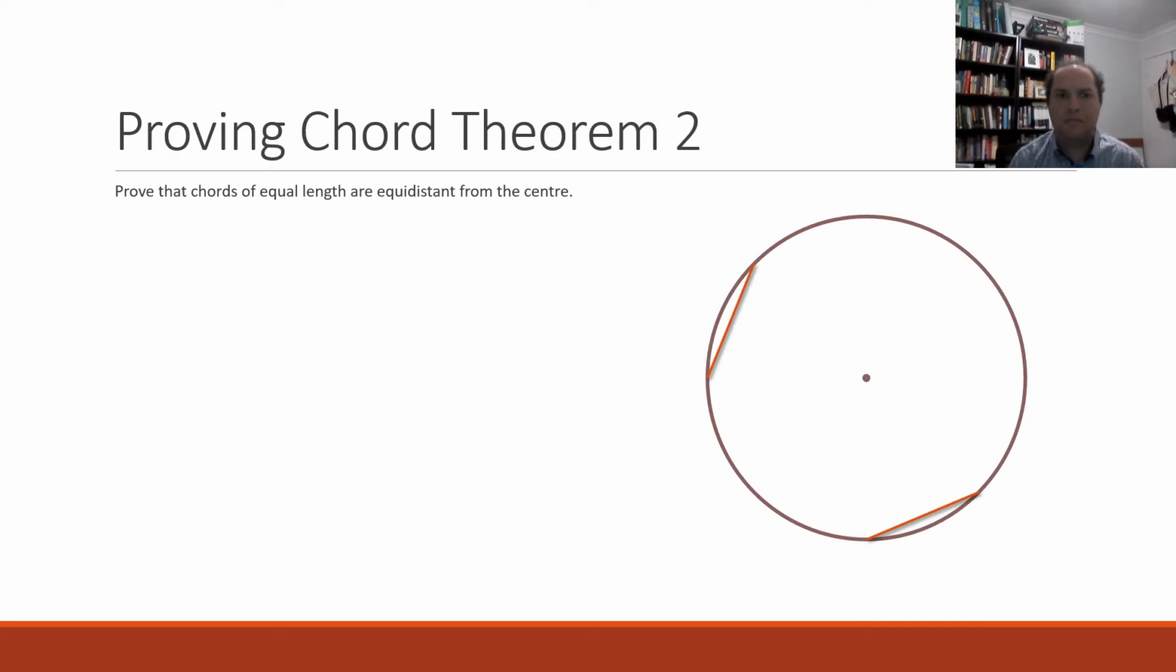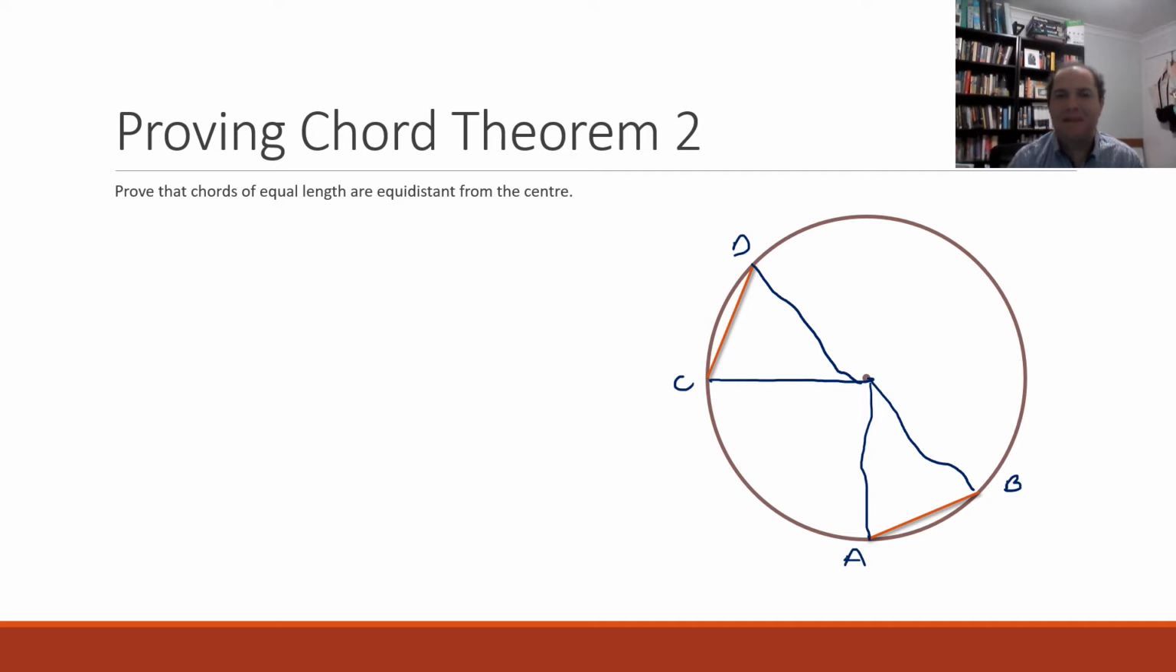Alright students, so in this proof what we're going to have to do is prove that the chords of equal length are equidistant from the center. So as with all our problems, we're going to label our chords. We'll call this chord AB, and we'll call this chord CD. Now, what I'm going to do next is add in some construction lines, joining up our chords to the center.